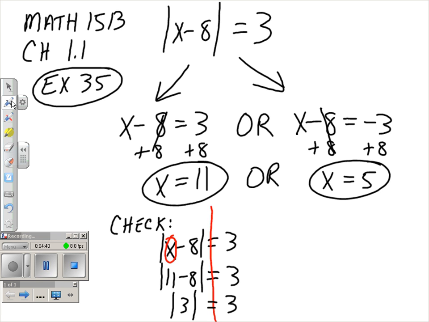All right, what is the absolute value of 3? Absolute value of 3 is 3. And on the other side of my fence, I had a 3 sitting there. So that's true. And we can check that. Check, it works. X equals 11 works. And you would check 5 in the same manner.